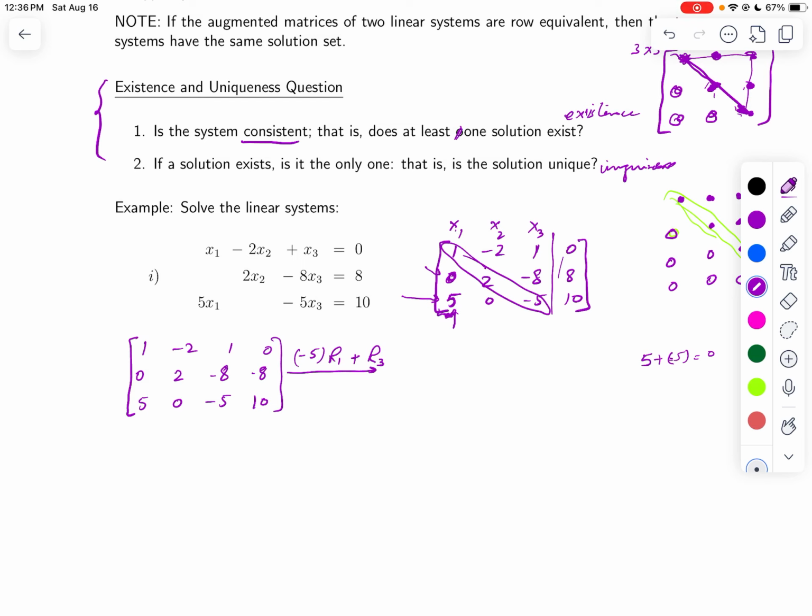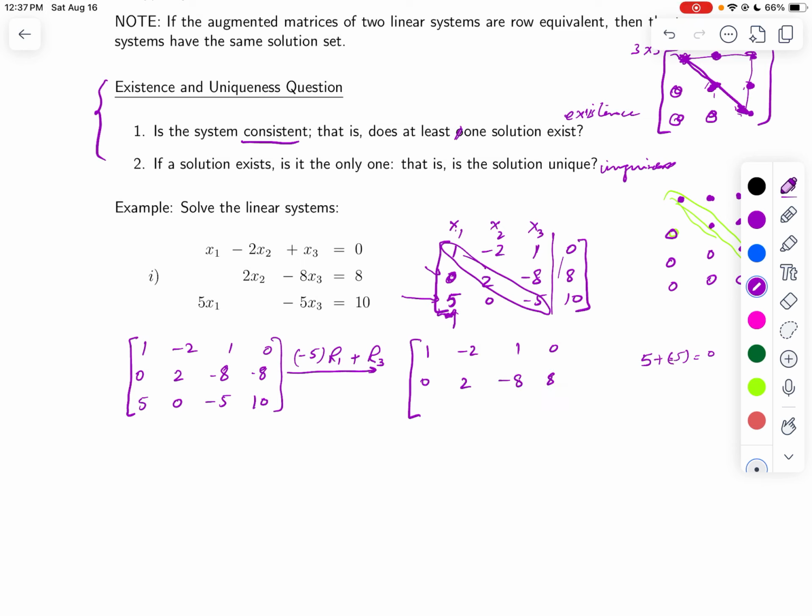So what is going to change? The third row is going to change. The first row is not changing. Remember that you are not going to write in the first row negative 5, 10, negative 5, 0. That will be wrong, because that means you are also multiplying the first row by negative 5, which you don't need to. So when I do this, my first row remains the same, and the second row remains the same. The third row now changes.